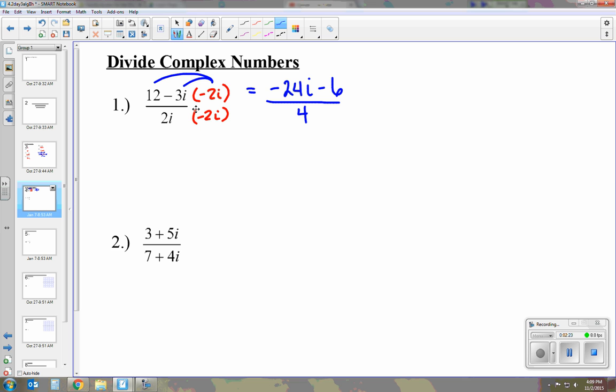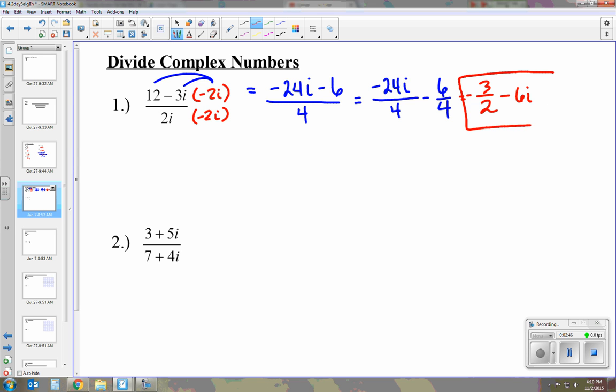Okay, so now what we're going to do is we have to write this in standard form, and we're going to have to split this apart. So let's split this as a negative 24i over 4 minus 6 over 4. Well, in standard form, the real number does have to go first, and we're going to simplify our fraction. So we have negative 3 halves minus 6i. And that is now in standard form and simplified. So let's look at this next one.